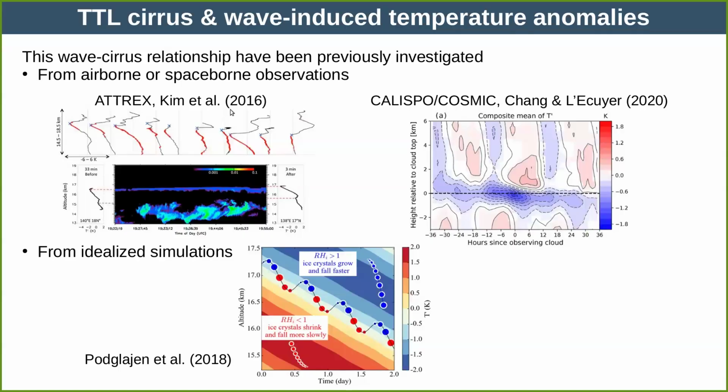This relationship has previously been investigated from observation. For example, here is a figure from Kim et al. in 2016 that investigated it from the ATREX airborne campaign. Here is a figure from Chang and Lecuyer in 2020. They investigated that using CALIPSO, the lidar measurement, and COSMIC radio occultation temperature profiles. And this relationship was also investigated from idealized simulation. Here is a picture from an article from Spichtinger et al. in 2018.